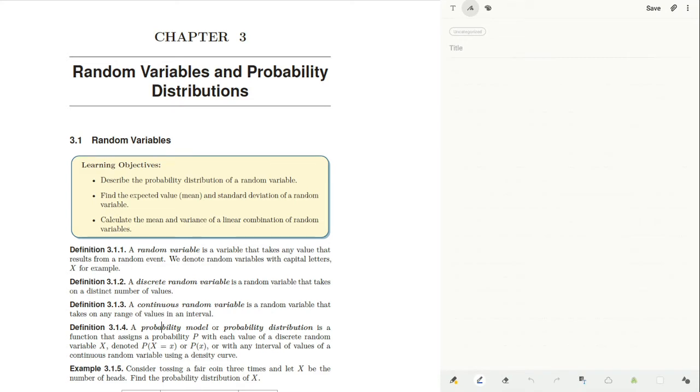Now, a probability model, or a probability distribution, is a function that assigns a probability p with each value of a discrete random variable capital X, and we denote the probability by capital P of capital X equals lowercase x, or simply P of lowercase x, where the lowercase x represents one distinct value of the random variable. And if we're dealing with continuous random variables, then we will be using a density curve to assign the probabilities. So let's look at an example of a random variable and its probability distribution.